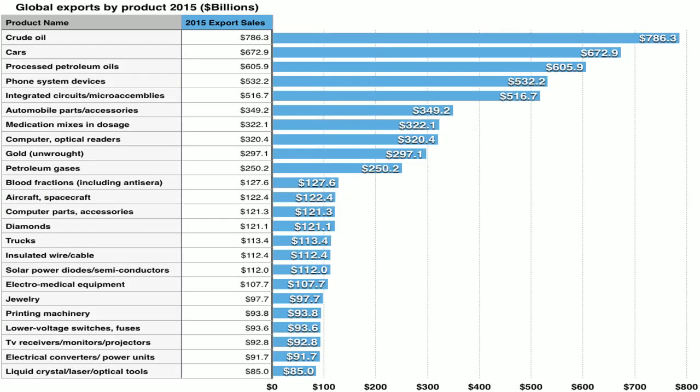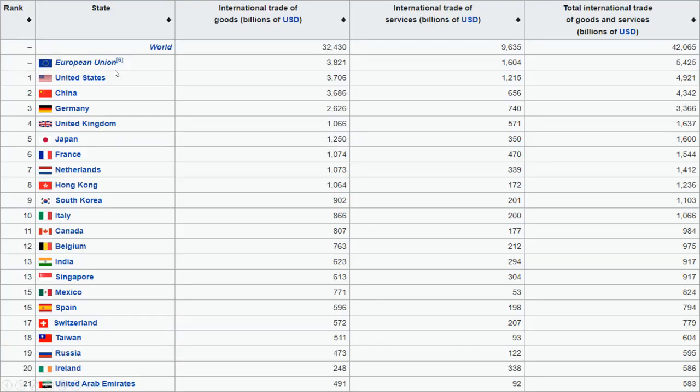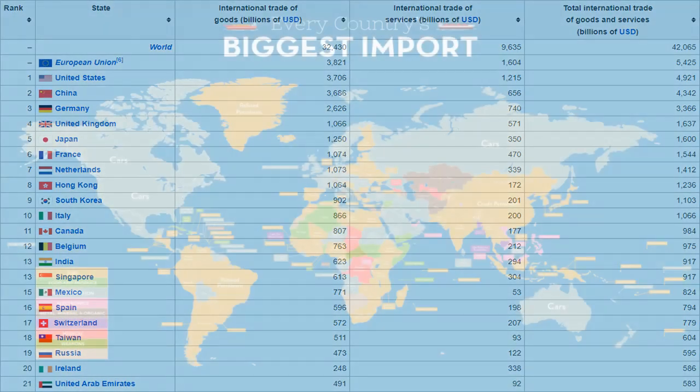These are the most valuable exports in the world, which are crude oil, cars, and oil, again the top three. And these are the countries whose trade volume is the highest. The United States, China, Germany, etc., and the European Union as a whole is the first one.